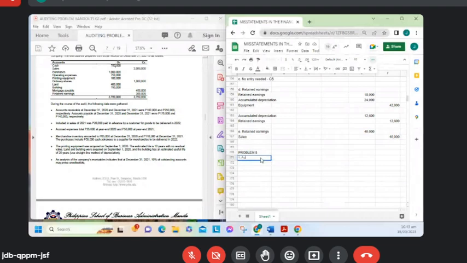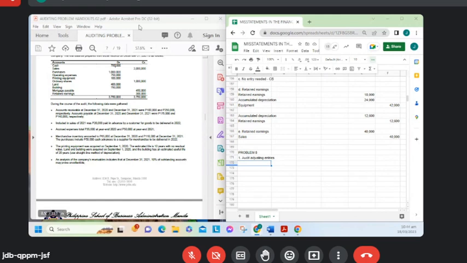So number one, audit adjusting entries. First bullet, it says here accounts receivable beginning amounted to 100,000 pesos and 250,000 pesos ending. So what's the indication of that, or what do we need to do with that?